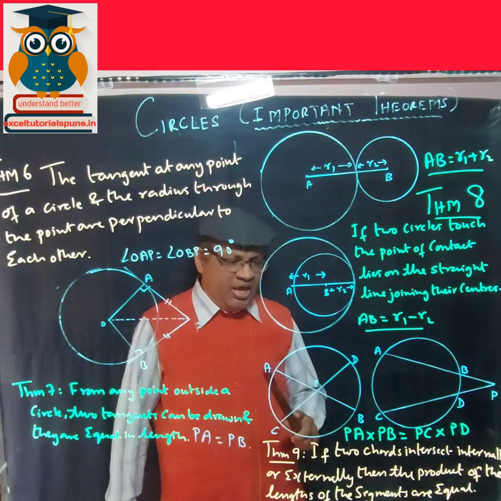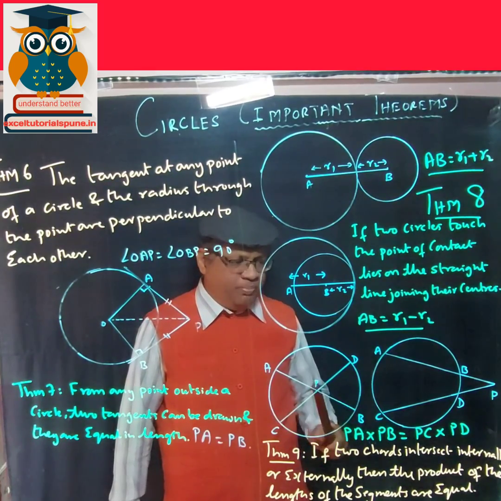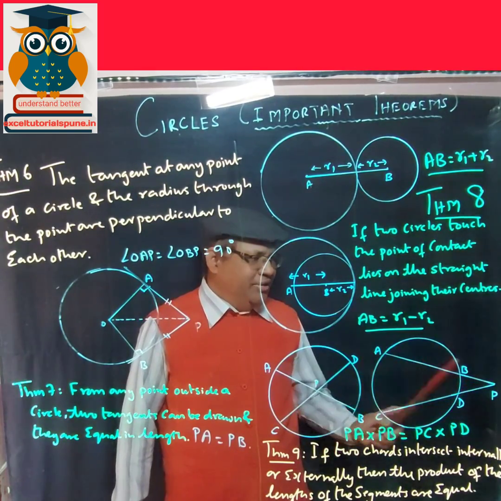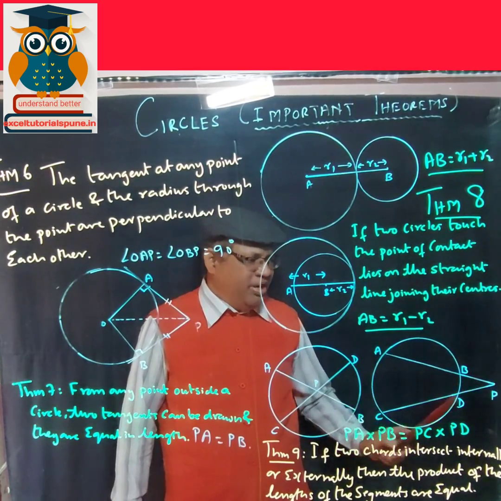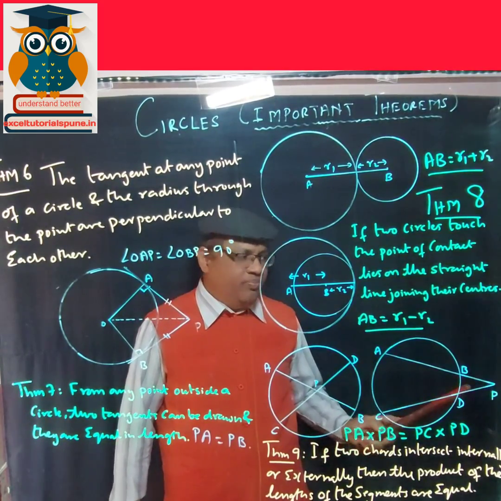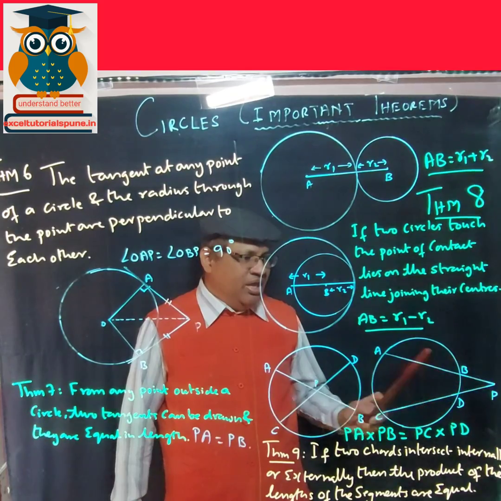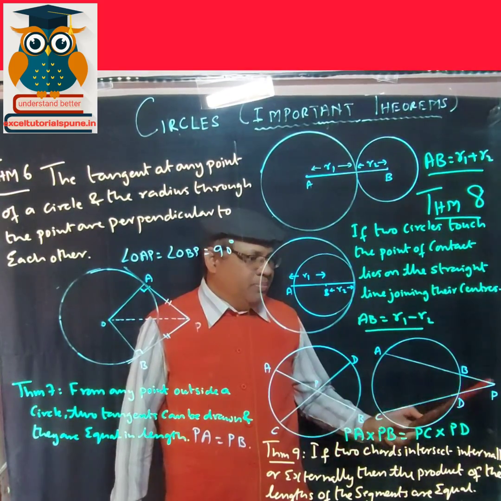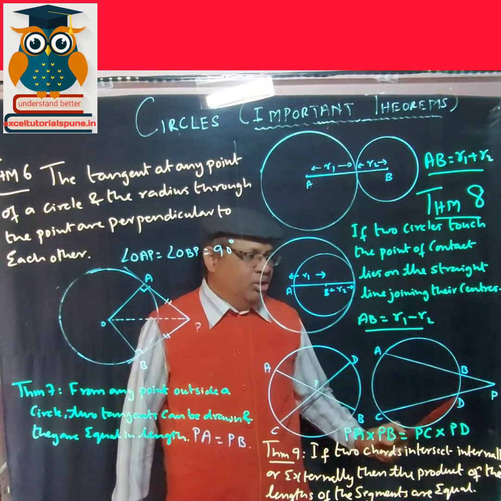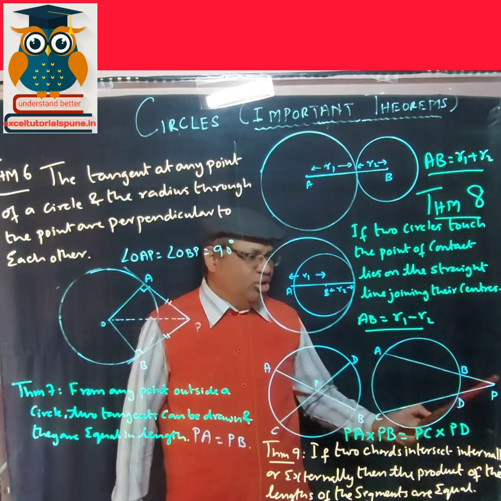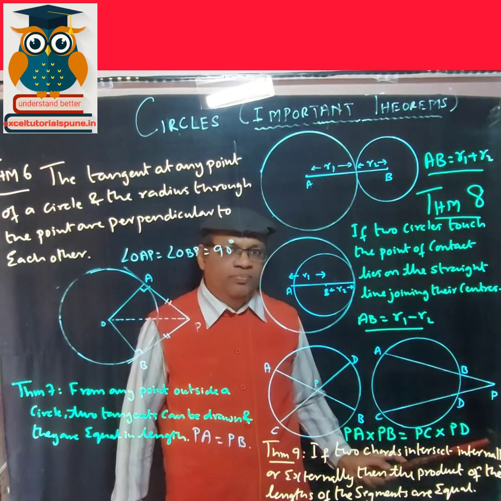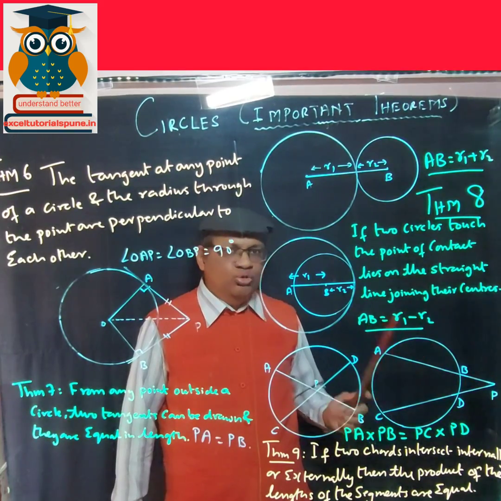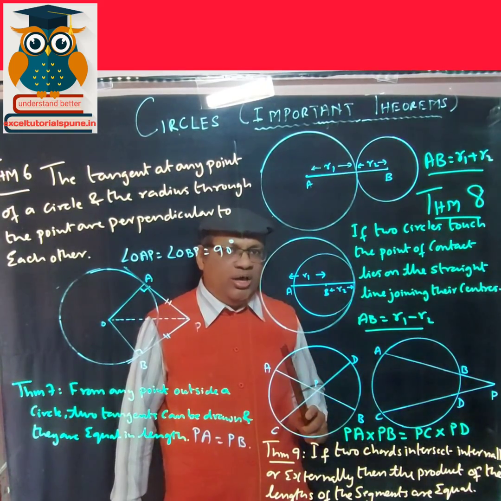That means PA into PB is equal to PC into PD. See how I am giving the segments: PA, PC. PA into PB is equal to PC into PD. Don't say PB into BA is equal to PD into DC. That will be wrong. So when you are writing the theorem, write the theorem properly and use the property properly. Otherwise, you will get a wrong answer.